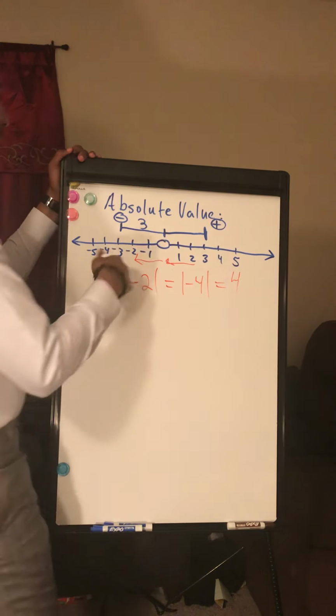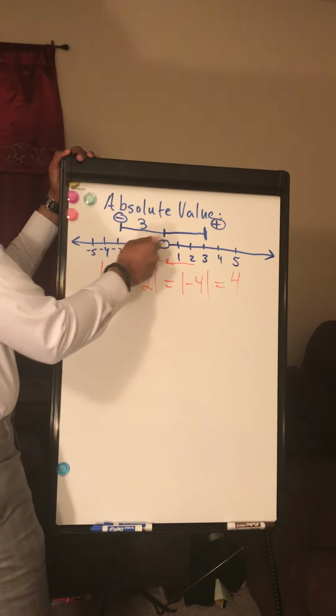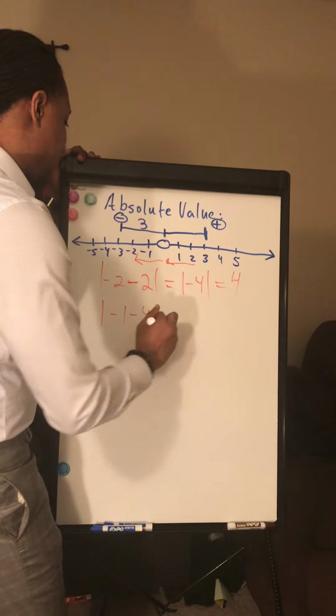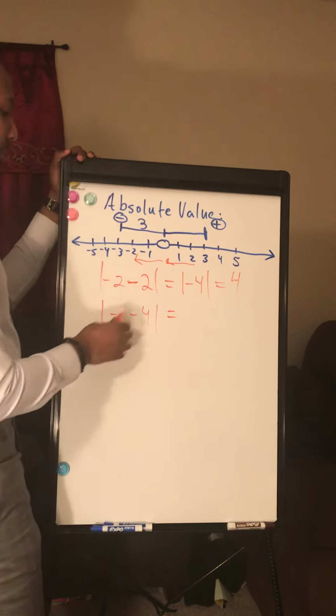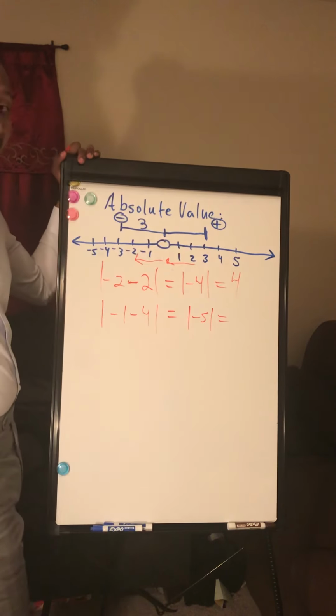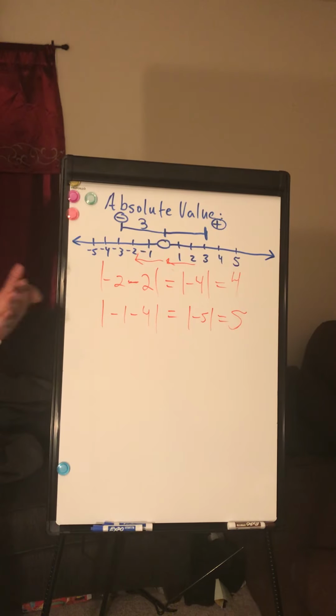We can use other numbers. Find the distance between negative 1 and 4. Negative 1 minus 4 is negative 5. The absolute value of negative 5 is 5. And that's how we find the distance between 2 numbers on a number line.